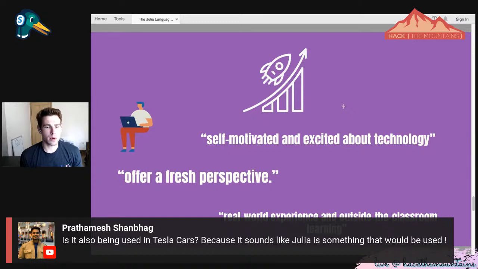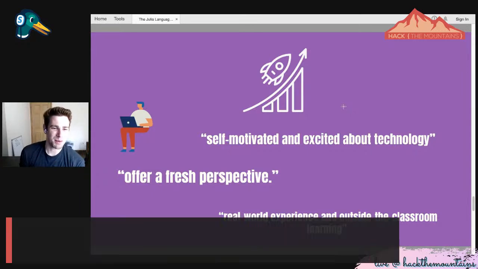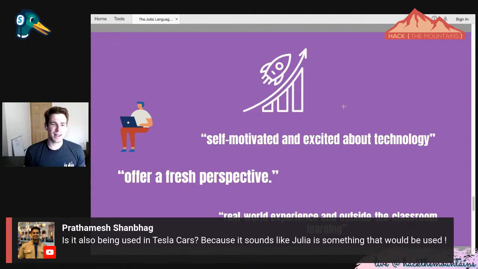But I think, in my opinion at least, it would be the right tool for the job. I think I've seen a few Elon Musk tweets about the tools that Tesla uses for machine learning, and I don't believe that Julia is part of that stack right now. But that's a great question, and give Elon Musk a tweet and let him know that you think Julia would be the right tool, and we'll see what he has to say.